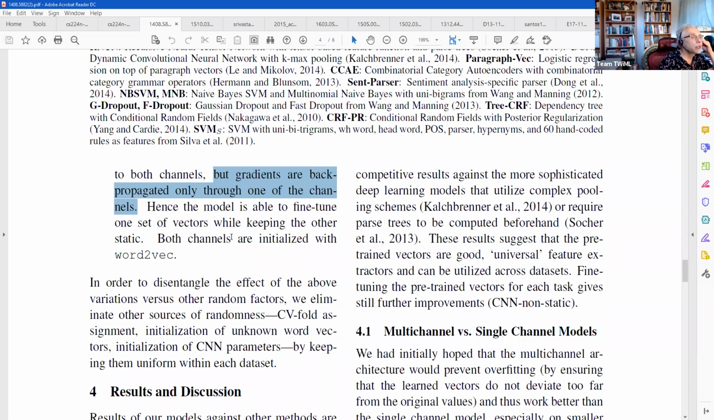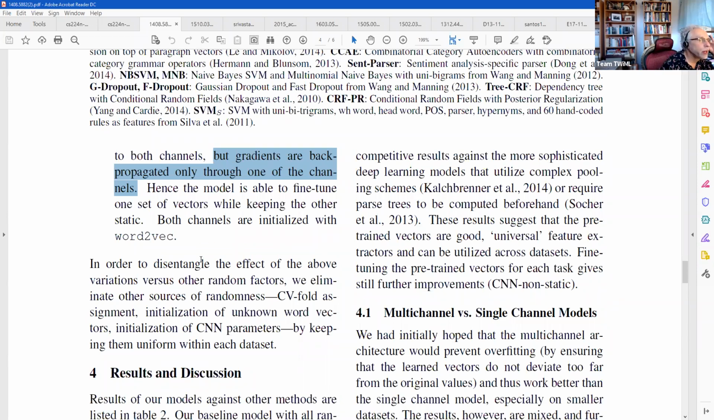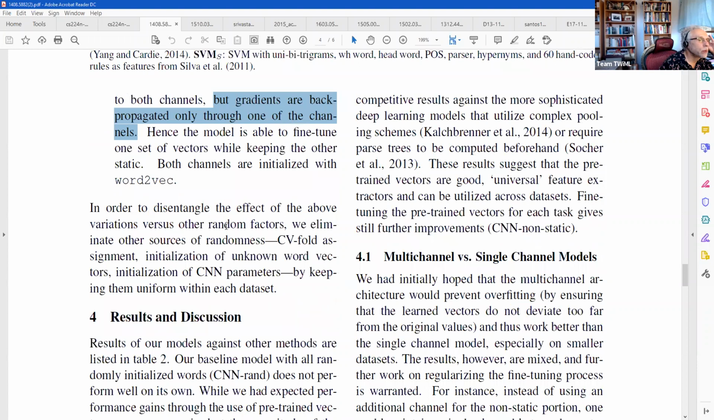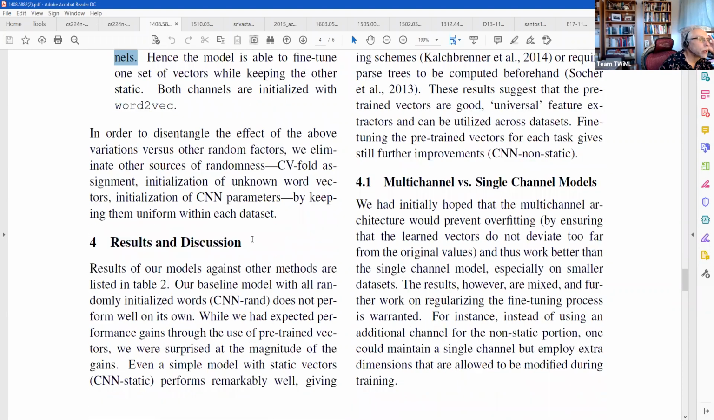Both channels are initialized with word2vec, so not randomly. So one channel is initialized with word2vec and stays fixed. And on the other channel, you initialize with word2vec, and then you train them on the network to fine-tune.